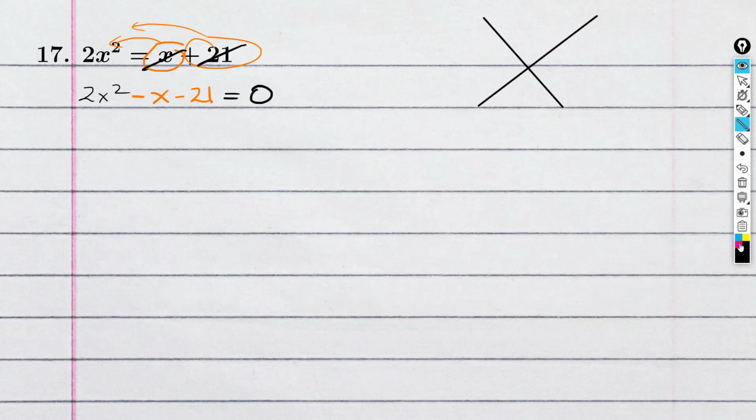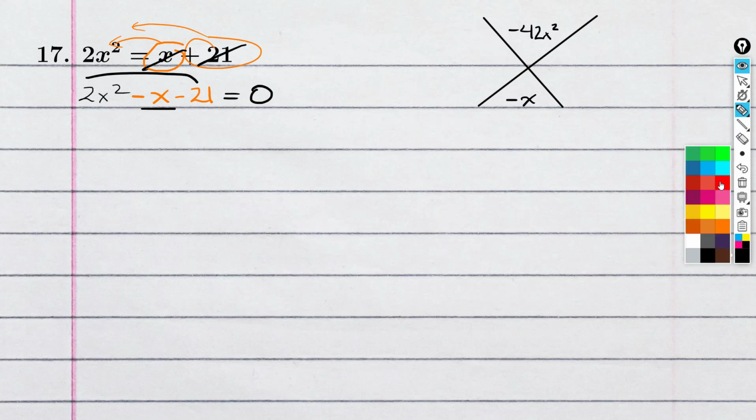And so when we do our x, we take the product of our first and our last term, so negative 42x squared, and then our middle term becomes the bottom part of the x. So now we've got to think about two numbers that can multiply to give me negative 42 that would add to give me a negative x. And so the first numbers I'll think of are 6 and 7.